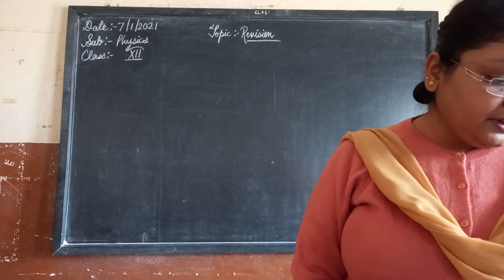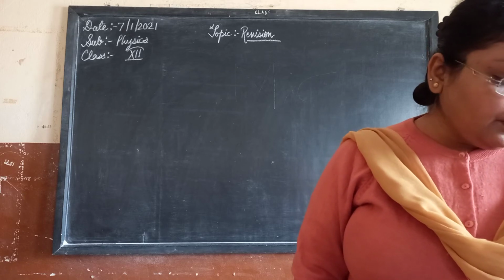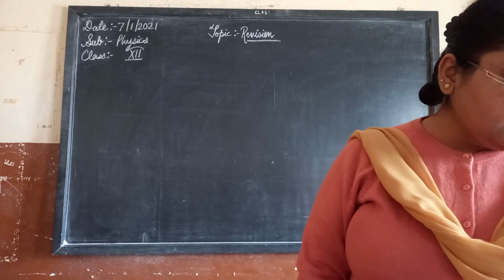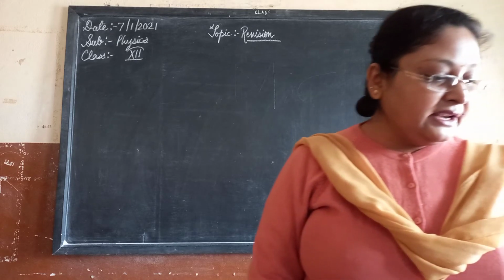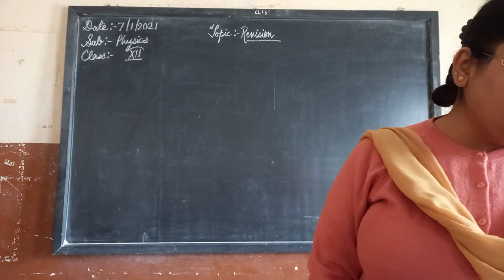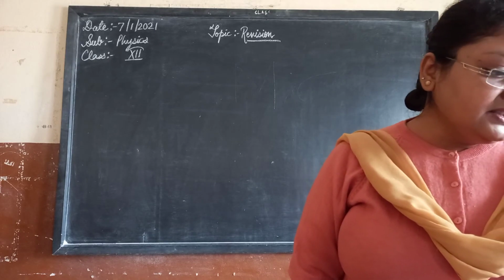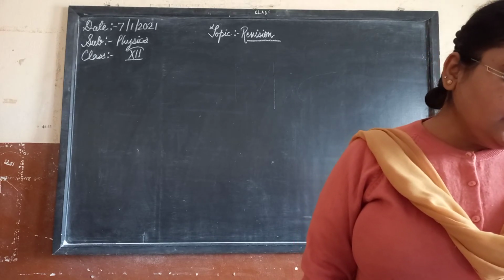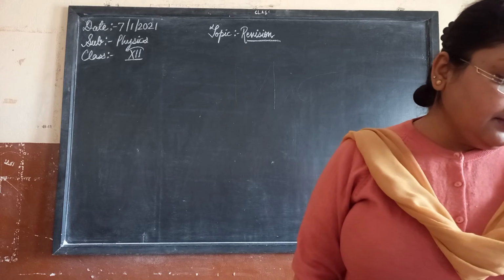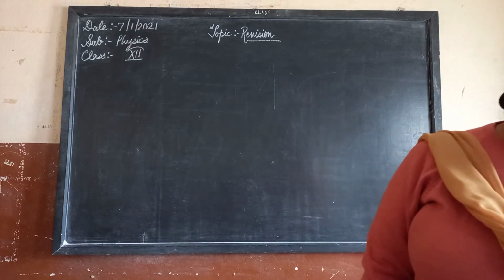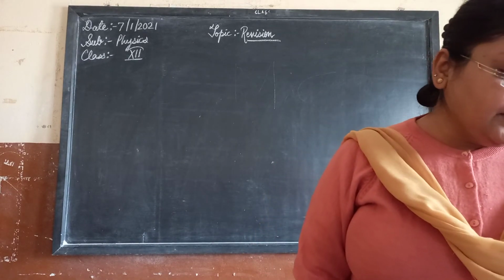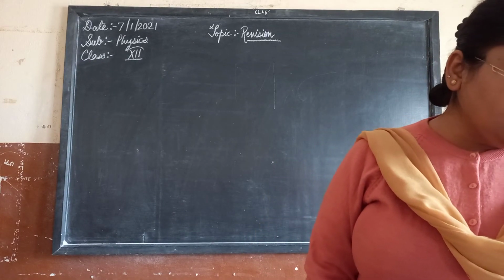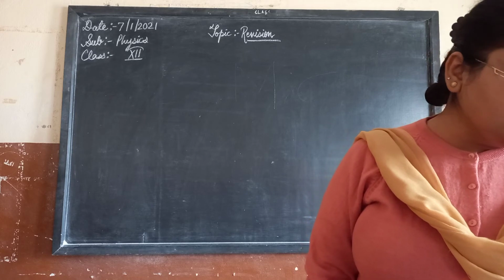Then the next topic is the dual nature of radiation. In this division, the Davisson-Germer experiment has been cut off. Hertz's observation is there. Photoelectric effect: what is that? Photoelectric emission: what is that? These two questions may come. Then the experimental study of the photoelectric effect and the laws of photoelectric emission.